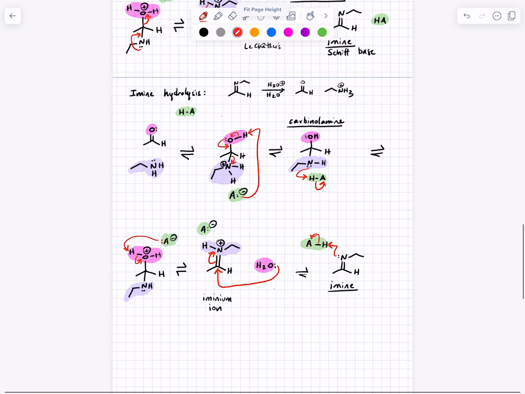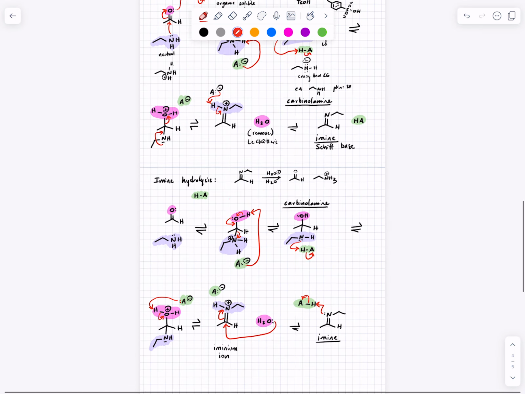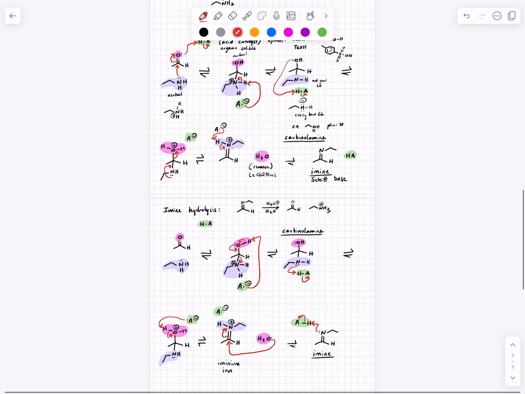So if you compare what we just did in imine hydrolysis versus what we did in imine formation, all the intermediates are exactly the same. And we've used the intermediates as a clue for how to push the arrows. All right, questions about that?